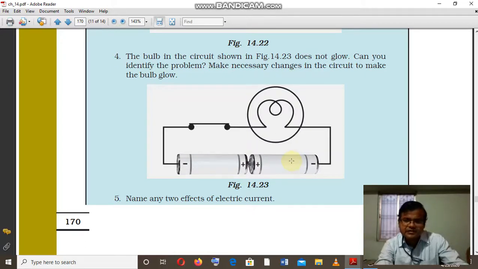Name any two effects of electric current. The first one is the heating effect, the second one is the magnetic effect. When the electric current flows through a conductor, it gets heated, which is called the heating effect. And when the current flows through a conductor, it produces a magnetic field, which is called the magnetic effect, and its application is already given in the video.